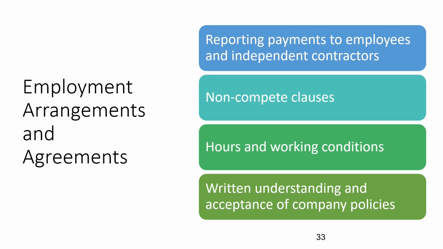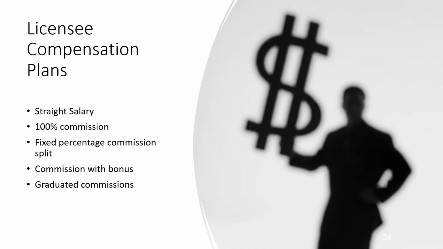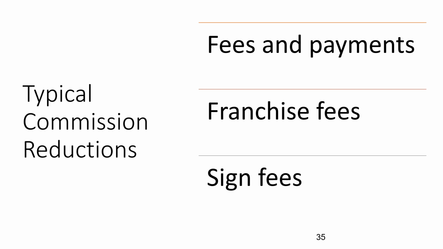Employment arrangements and agreements include reporting payments to employees and independent contractors, non-compete clauses, hours and working conditions, and written understanding and acceptance of company policy. Licensees' compensation plans: straight salary, 100% commission, fixed percentage commission split, commission with bonus, and graduated commissions. Items that typically reduce a commission are fees and payments, franchise fees, and sign fees.